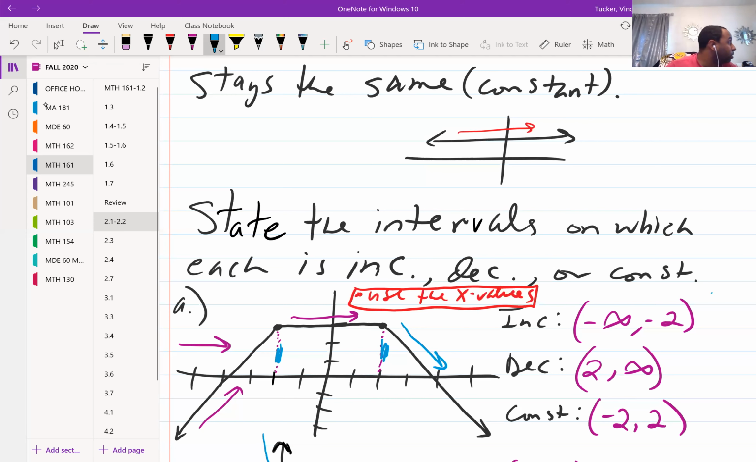So it's increasing, it's going up when you move from left to right. Decreasing is going down as you move from left to right. And then constant is staying the same or level as you move from left to right.